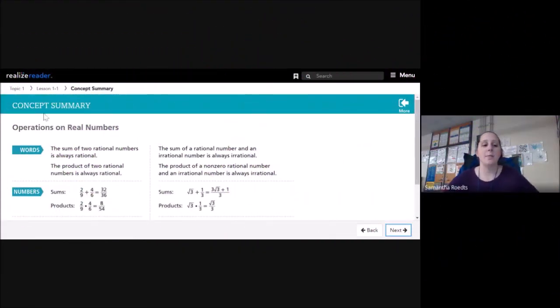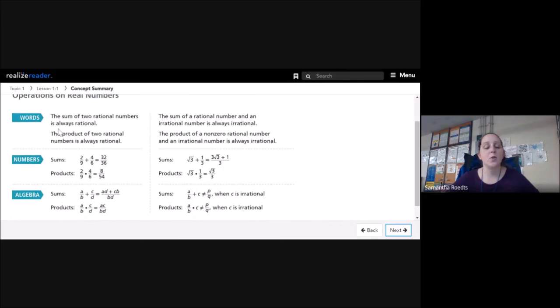All right, so concept summary. Operations on real numbers. So in words, the sum of two rational numbers is always rational. The product of two rational numbers is always rational. While the sum of a rational number and an irrational number is always irrational, and the product of a non-zero rational number and an irrational number is always irrational.